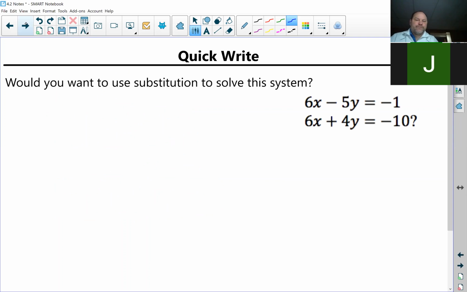One last question. If I gave you this system of equations, 6x minus 5y equals -1, and 6x plus 4y equals -10, would that be a good system to solve using substitution? Why or why not?